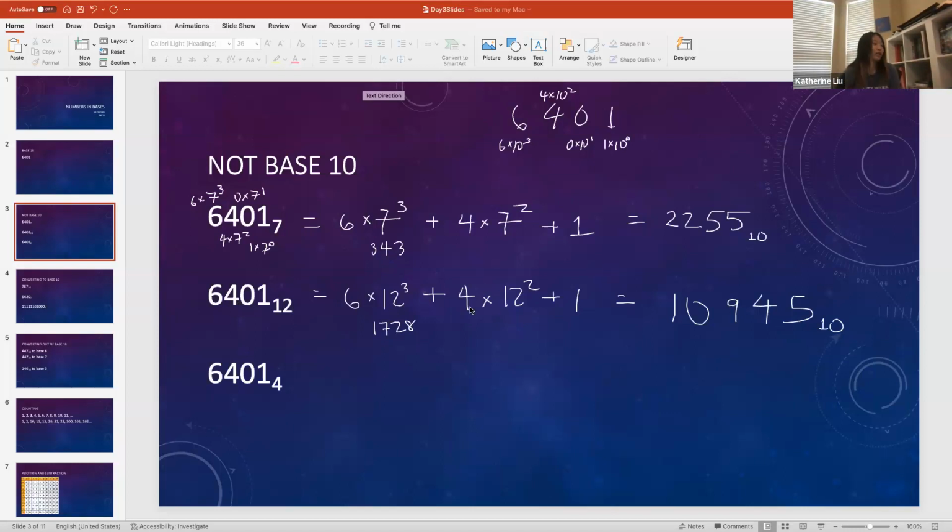Okay. And then this last one, don't worry, it's getting kind of tedious, so we're not going to do it again. I just want to show y'all that this last one is actually not a real number. Because you may have noticed in base 10, we have the digits 0 through 9.